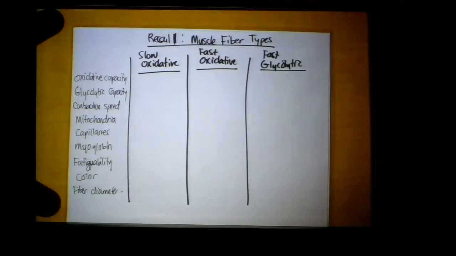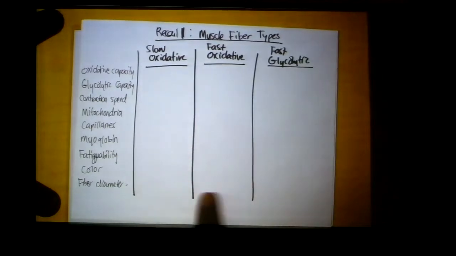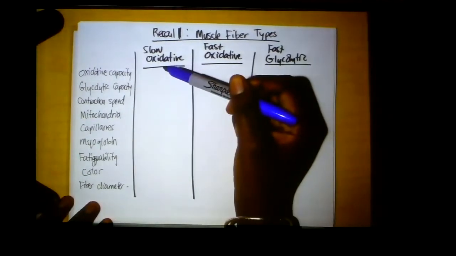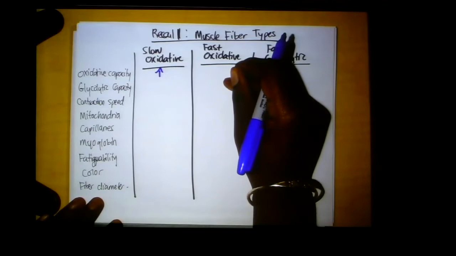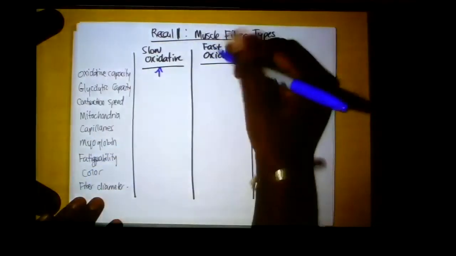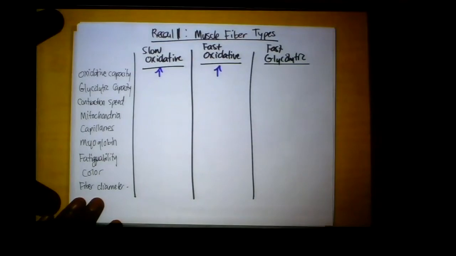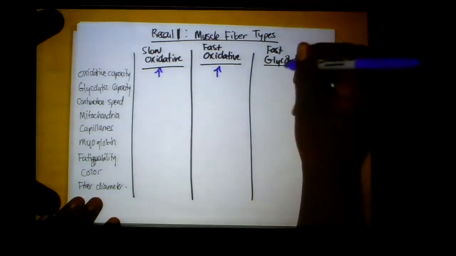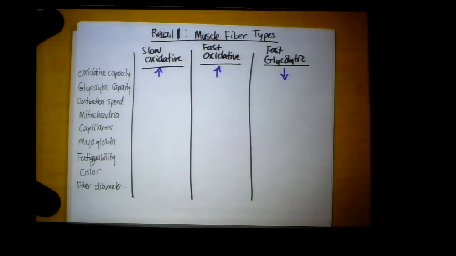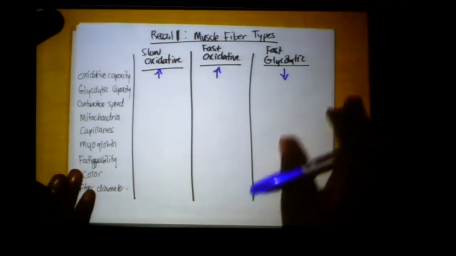Okay, so these are the most important categories in terms of identifying or distinguishing these three types. So let's go through this really quickly. What did we say the oxidative capacity is for slow oxidative fibers? High, right. What is it for fast oxidative fibers? Also high, right? They're oxidative. So that means they're relying mainly on what? Oxygen to complete what process? Oxidative phosphorylation, exactly. What about fast glycolytic fibers? None, right? This is going to be decreased. They're not reliant on oxidative phosphorylation, so they have a decreased oxidative capacity.